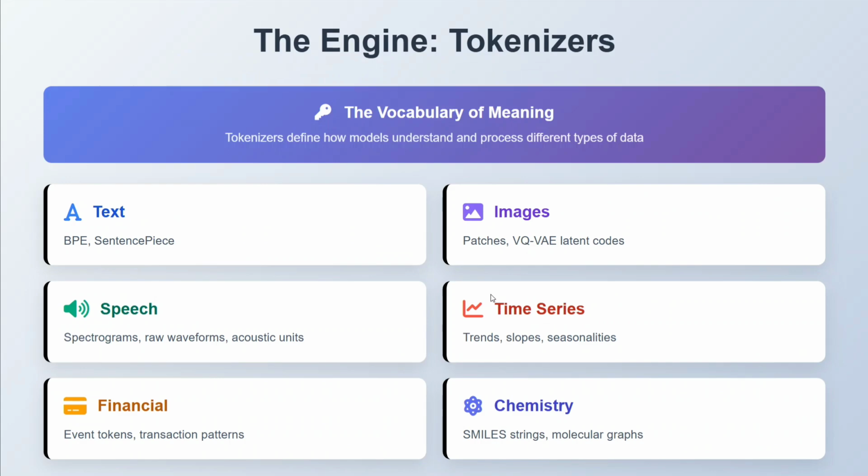For example, in the case of text, we have algorithms like BPE and SentencePiece, right? Now, how does Stable Diffusion do the tokenization? It takes patches of images. It is not using the same logic as text. In the case of speech, it can be spectrograms, raw waveforms, etc. For time series, it can be trends, slopes, seasonality. For financial data sets, it might be transactional patterns, even tokens like this is the amount, this is one token, this was the date of transaction, that can be a token. In chemistry, it can be molecule graphs, SMILES strings, etc.